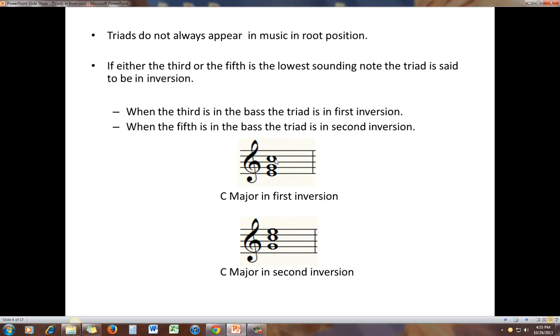So in this example, C, E, G, it's still a C major triad. E, the third, is the lowest note, so this is a C major triad in first inversion. In this example, C, E, G, this time the fifth is the lowest note, so this is a C major triad in second inversion.